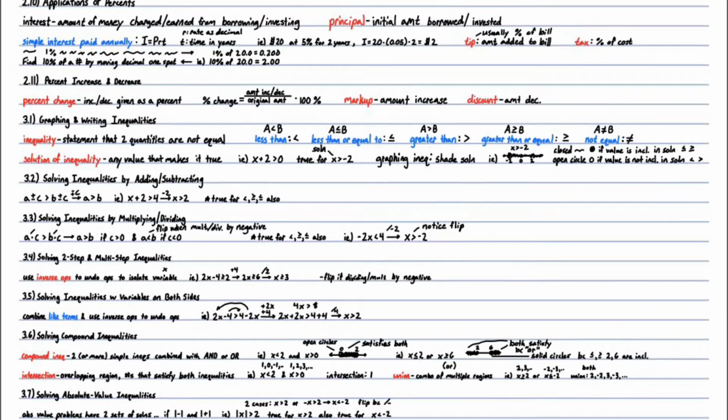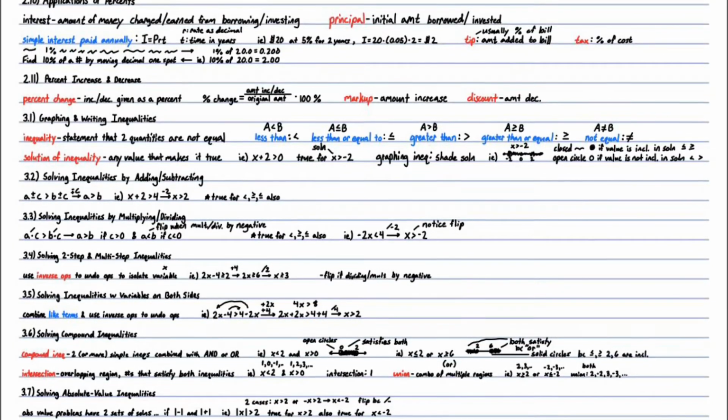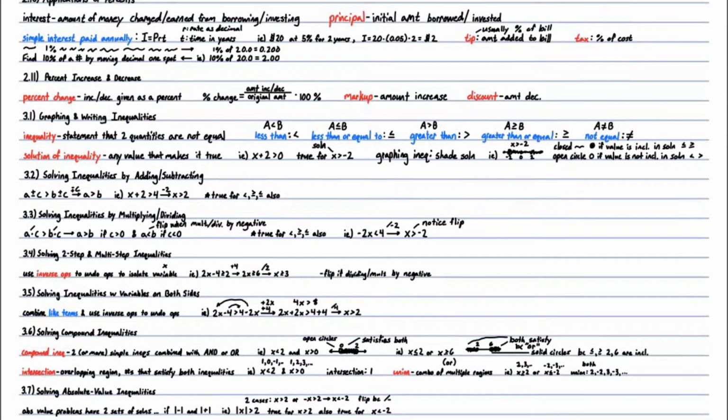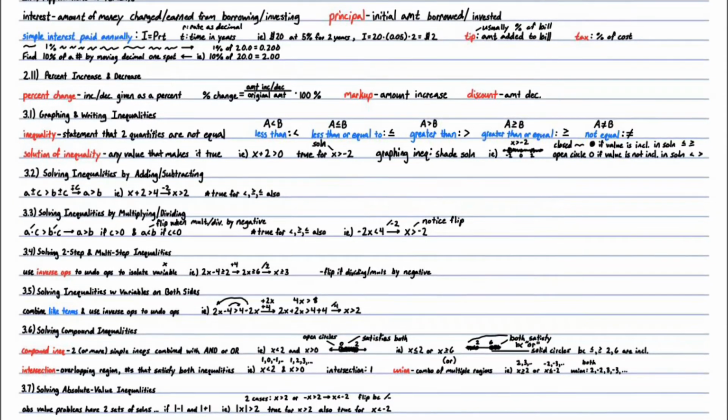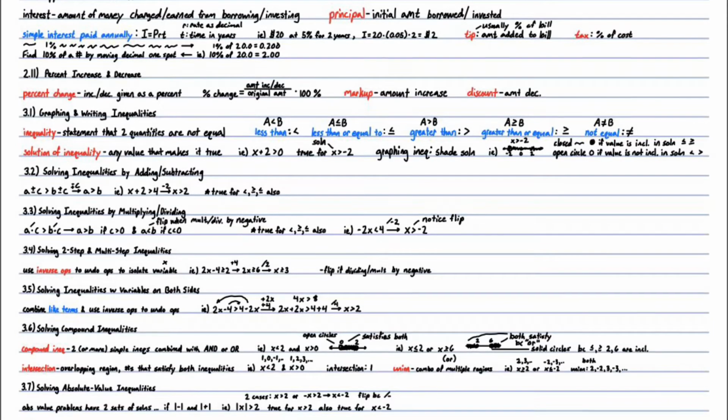Tip is an amount added to a bill, usually some percent of the bill. Tax is a percent of the cost. To find 10% of a number, move the decimal place one spot left. To find 1% of a number, move the decimal 2 spots left.